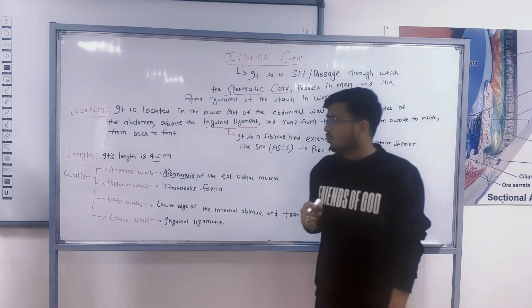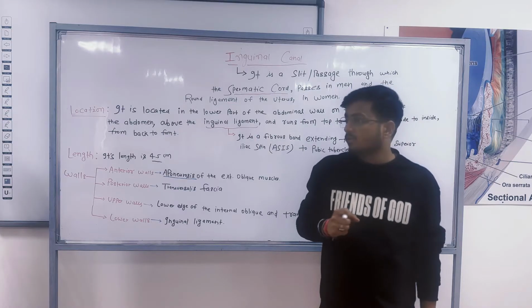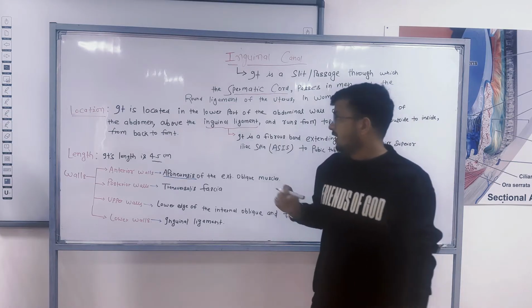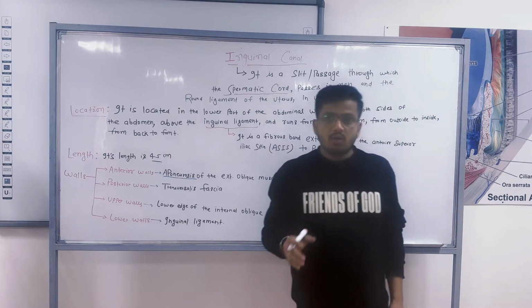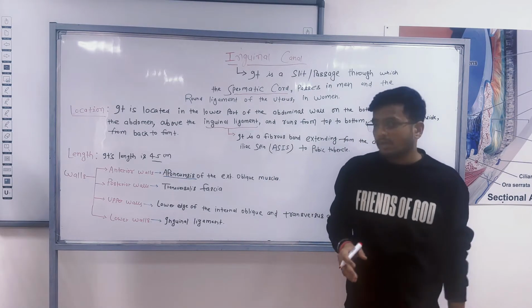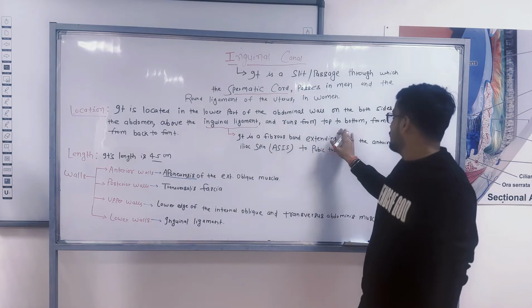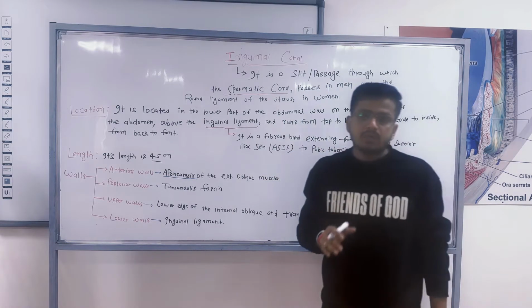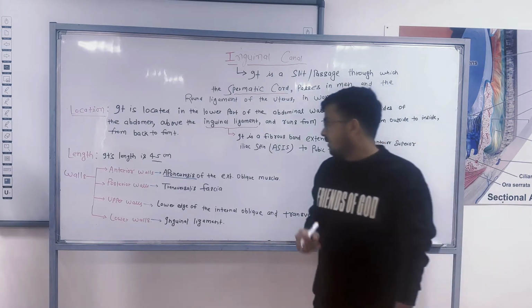We need to know the anatomical location of the inguinal canal, where it is located. It is located in the lower part of the abdominal wall, on both sides of the abdomen, above the inguinal ligament, and runs from top to bottom, from outside to inside, and from back to front.